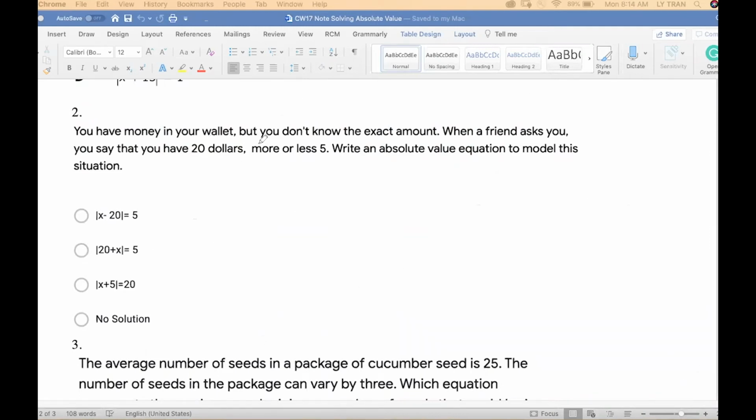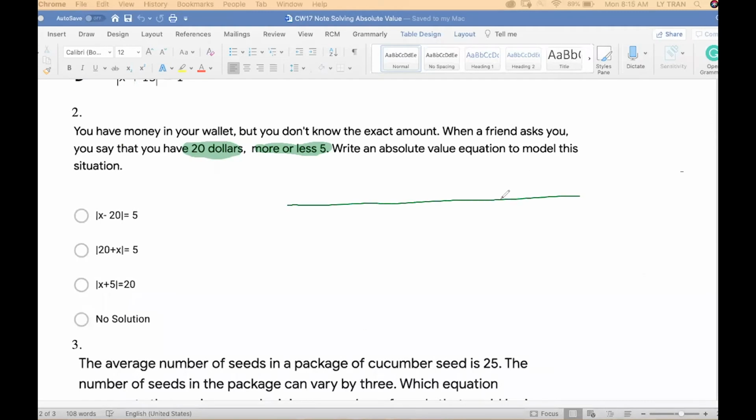So you have money in your wallet, but you don't know the exact amount. When a friend asks you, you say you have $20, more or less 5. That means I could have $5 more than that 20, or I could have $5 less than that 20.